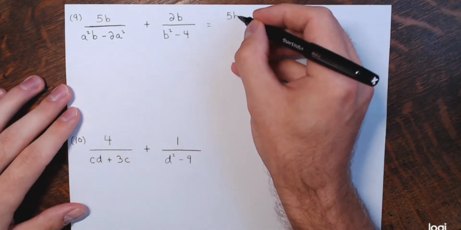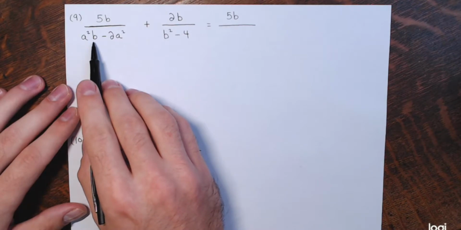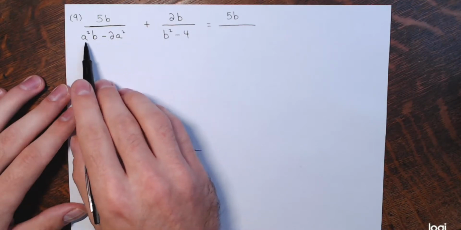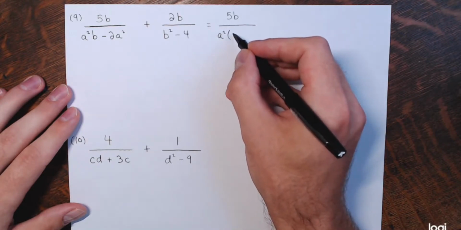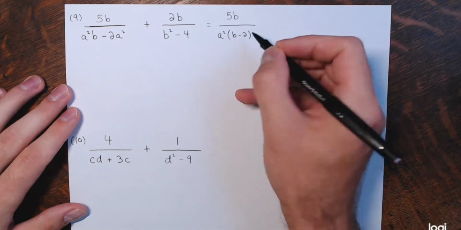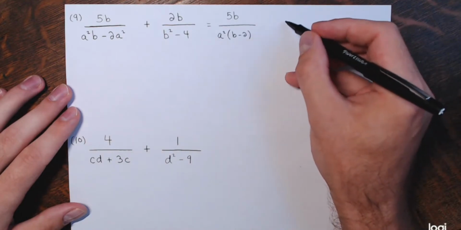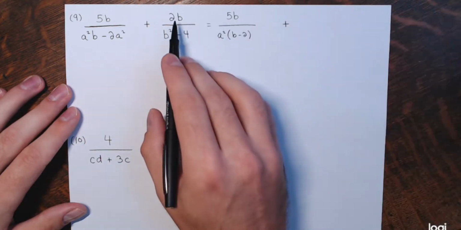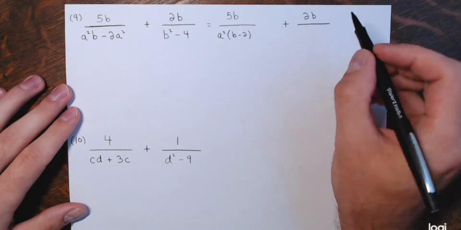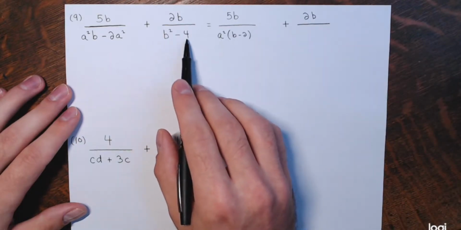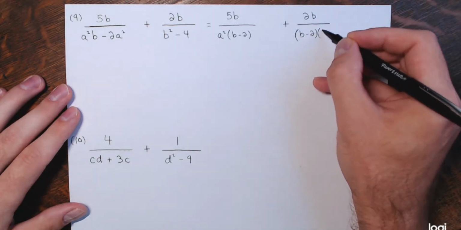Alright, so the first fraction is 5b over, then this a squared b minus 2a squared. Those have a common factor of a squared, right? So I pull a squared out, and then what's left over is b minus 2. Okay, there's the first denominator totally factored. I'll leave a little space, and we go plus, and then the second fraction has a numerator of 2b, and its denominator is b squared minus 4, which is a difference of squares, right? That would factor to b minus 2 times b plus 2.